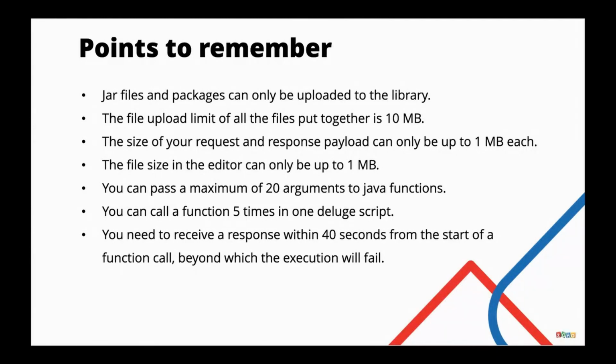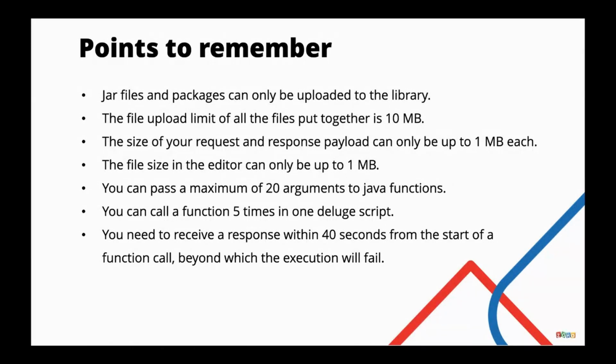So both the request that we are sending to that specific function, and also the response that it gives back, need to be 1 megabyte each. And the file size in the editor, again, can only be 1 megabyte. And you will be able to pass a maximum of 20 arguments to these Java functions, right? Only a maximum of 20 can be done, and not more than that. It will not allow you to do it. And you can call a function only 5 times in one Deluge script.